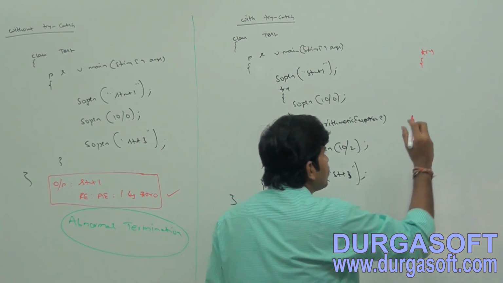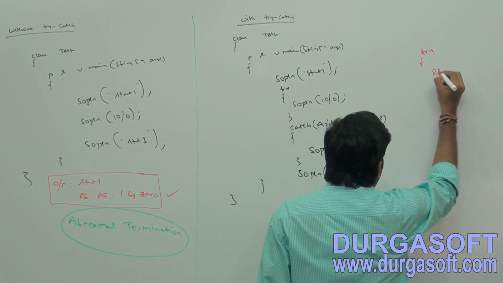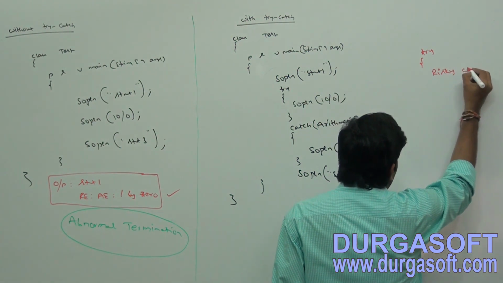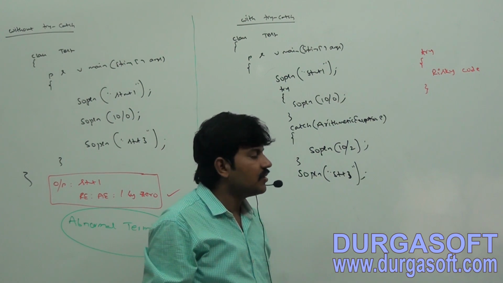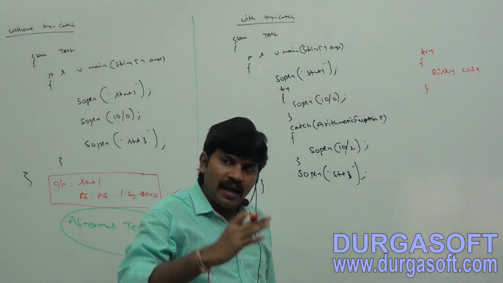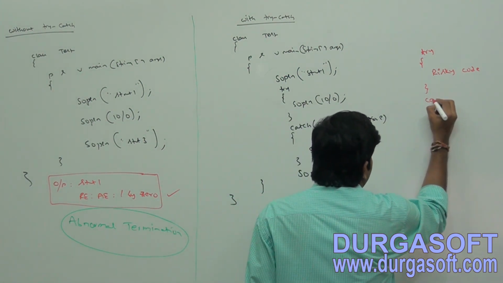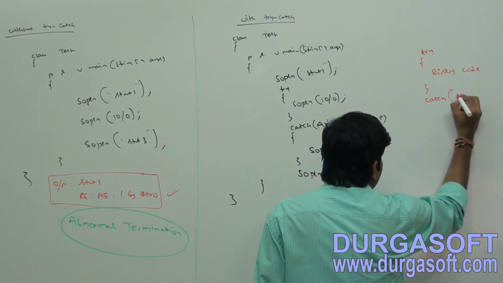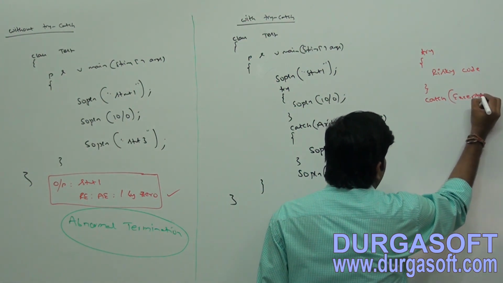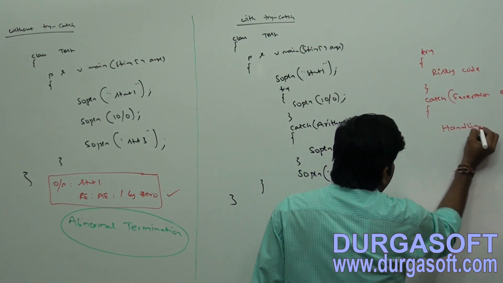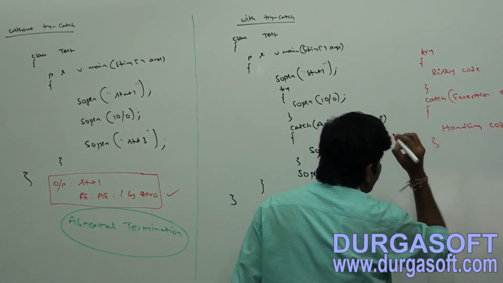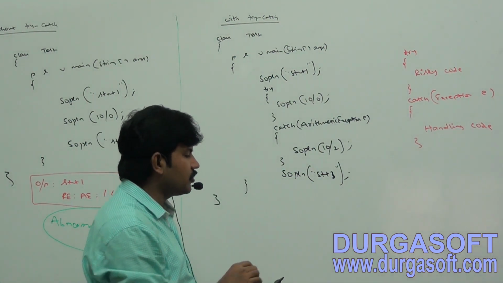Okay, within the try block, we have to take risky code. Next, the corresponding handling code we have to take inside the catch block. Catch, maybe any exception, the corresponding exception. Within that, we have to take what? Handling code. Make sure you people are aware.